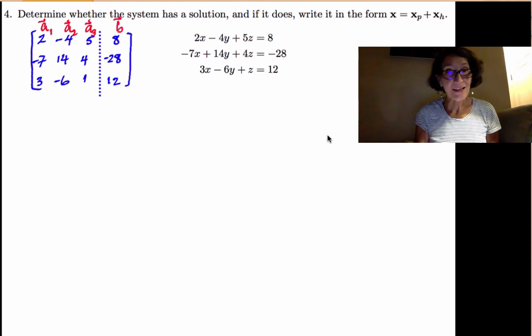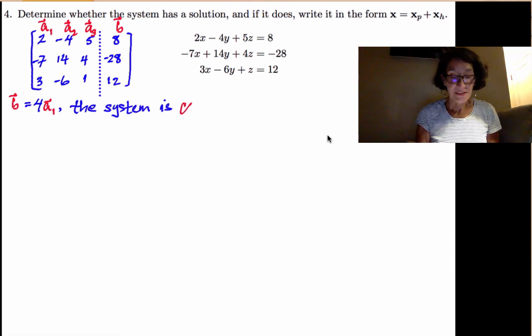We can see very easily that b is just 4 times the first column, 4 times A1. So b is clearly in the span of the columns of A. So b is in the column space. According to the theorem we just learned, that means that this is a consistent system. So the system has a solution.